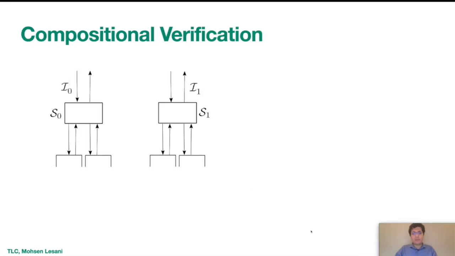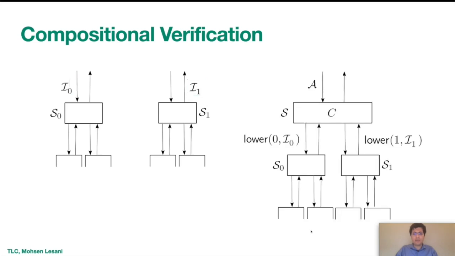Let us consider compositional verification. We have two stacks, S0 and S1, with the specifications I0 and I1. To implement a new component C, we use them as subcomponents. We want to verify the specification A for C based on only the specifications and not the implementations of the subcomponents. A fundamental question is how the specification of a component should be lowered to be used as a subcomponent. Lowering is not possible for every assertion.